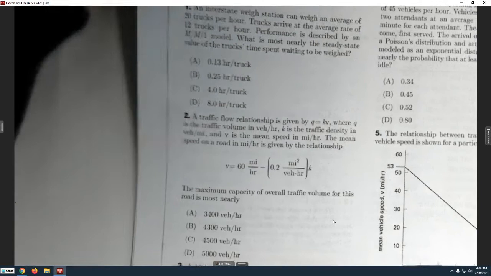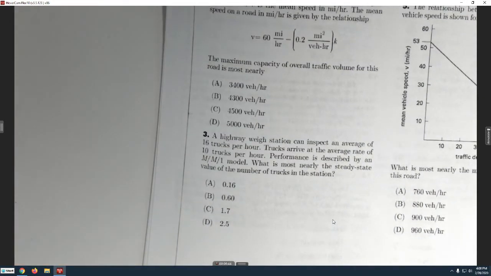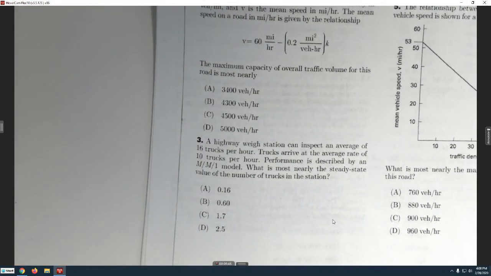And then question 3. Highway weigh station, again. So this is another M/M/1 process, and this one asks for the number of trucks in the station. So this is very similar to the first question.